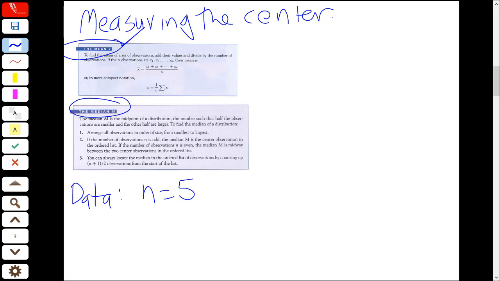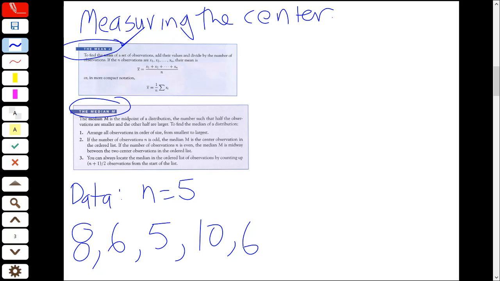So in the first game of the season, he had 8 defensive rebounds. In the second game, he had 6. He had 5 in the third, 10 in the fourth, and 6 in the fifth game. So those are the defensive rebounds. So what we want to do for this sample size of 5 is get a sense of the center.